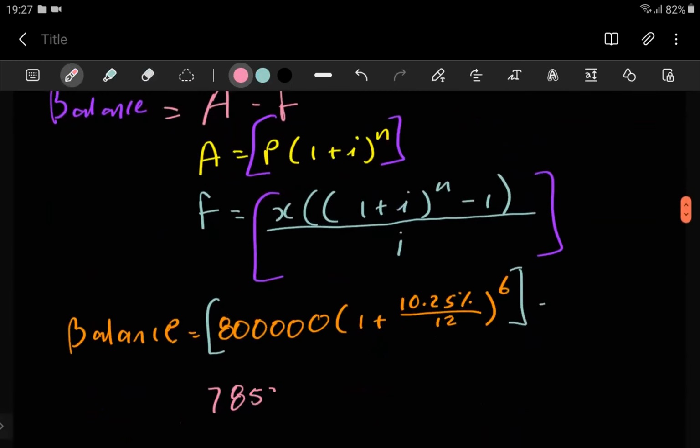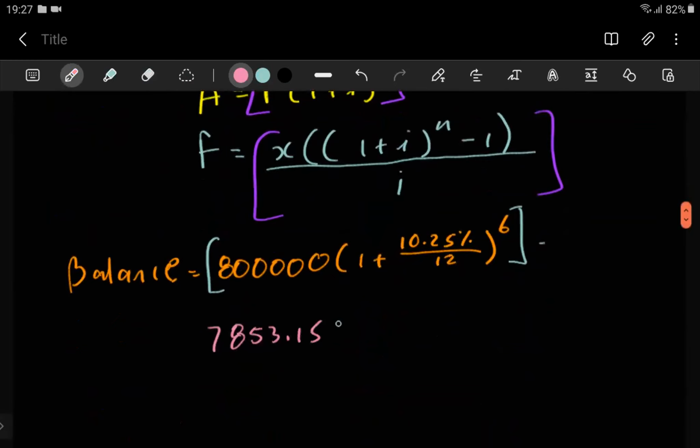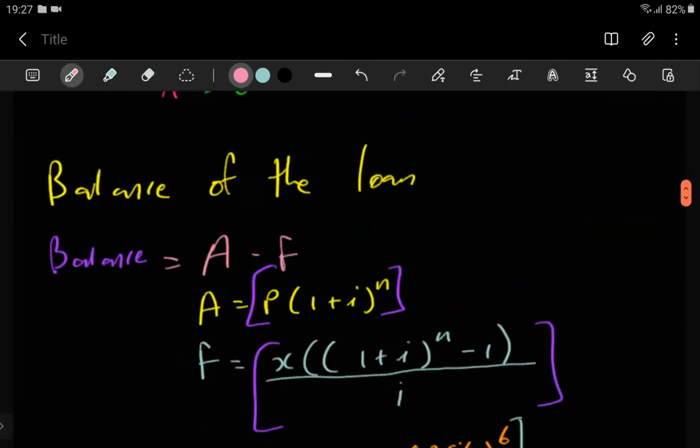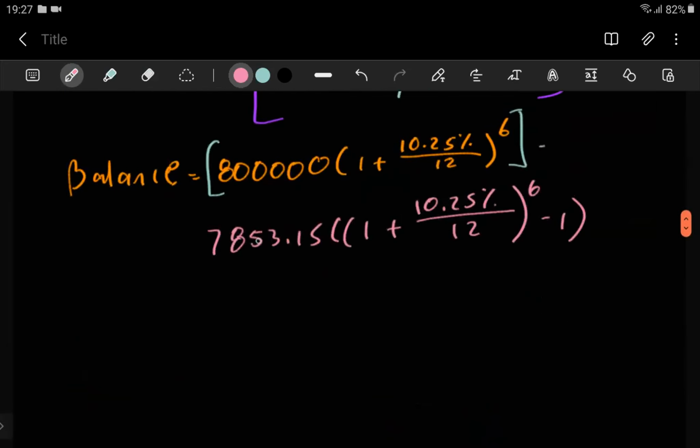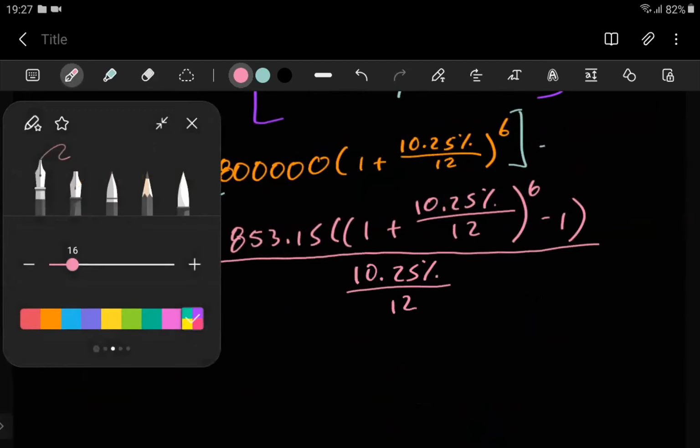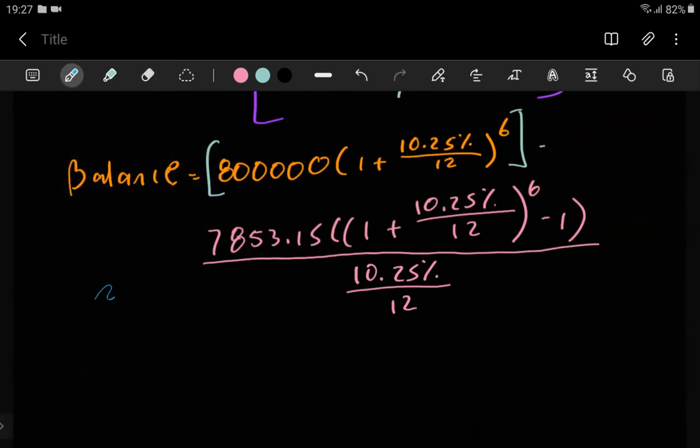7,853.15 and 15. 2 brackets, 1 plus the interest is 10.25% over 12. And then what is this thing now? What is N? N is going to be 6 minus 1 through the bracket, the whole thing over 10.25% over 12. So I mean, you're the one with the calculator.